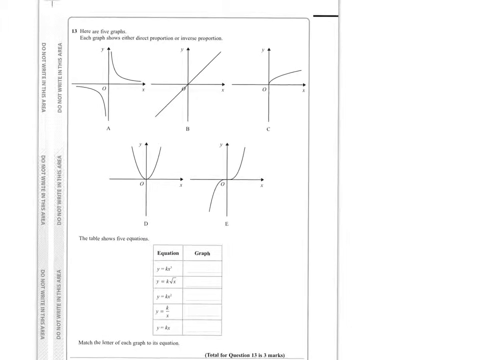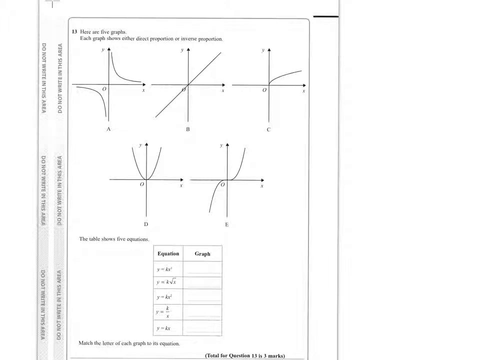Question 13. It says there are 5 graphs and each graph shows either direct proportion or inverse proportion. And we've got to match these up with the equations that are given in this grid. So I think the nicest one by far is this one. It's a nice linear. So I'm going to go with B, saying that y would be proportional to x because it's a straight line. So y would be equal to kx for some k. So that's going to be this one here. So let's get rid of that one.